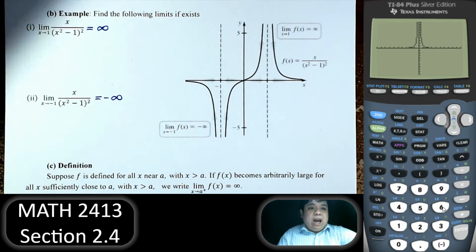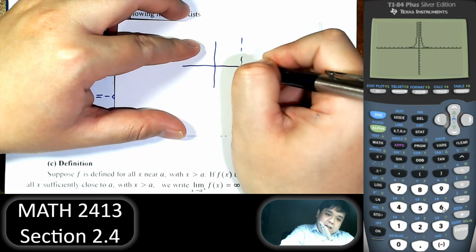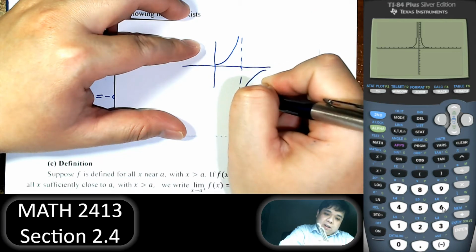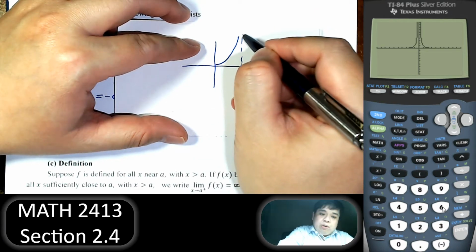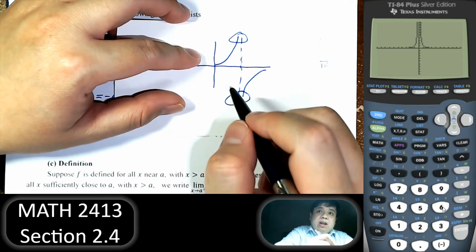Of course, when we have something that goes like this, on one side it goes to infinity and on the other side it goes to negative infinity. So this one definitely does not exist.